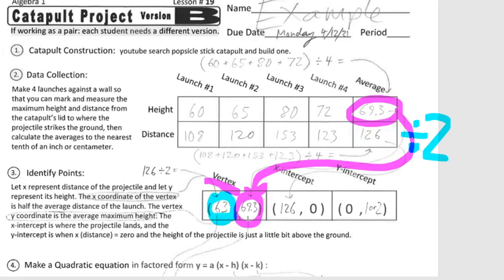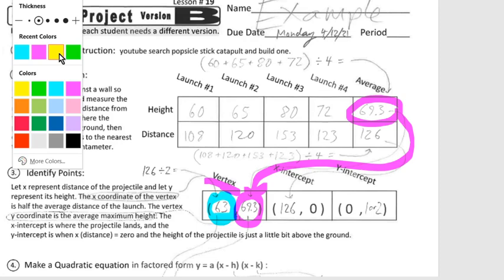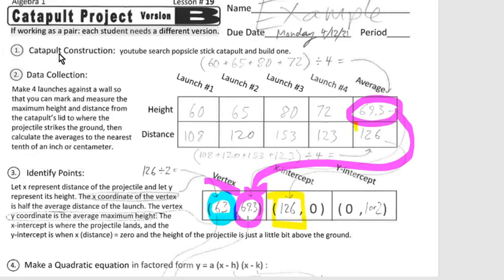The x-intercept is the point where our projectile lands. You see, it's got a y coordinate, so up and down is 0. That means it's on the ground. And then its x coordinate is the full distance. So you're just going to take the average distance, plug it in right there, and you've got your x-intercept.